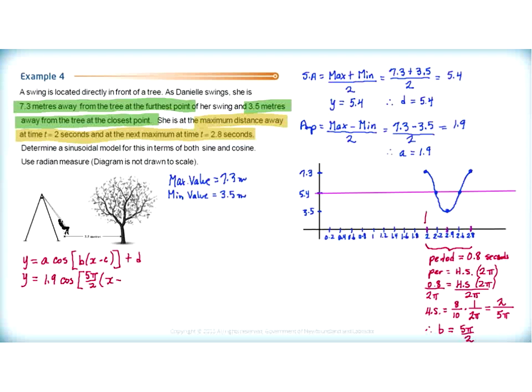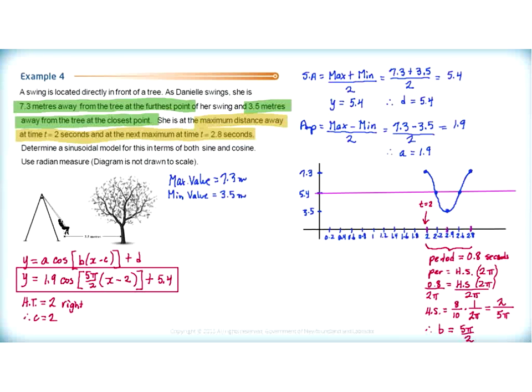Now, this time, notice that your graph here is starting at t equals 2 seconds. So we do have a horizontal translation here equal to 2 units to the right. So that gives us the value of c to equal 2 in our equation. And the value of d is 5.4. So this is one equation that represents this situation in terms of cosine.